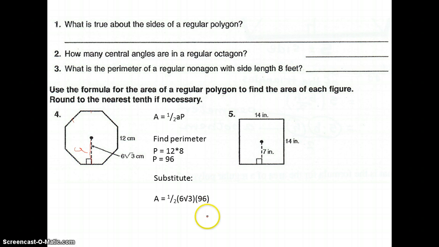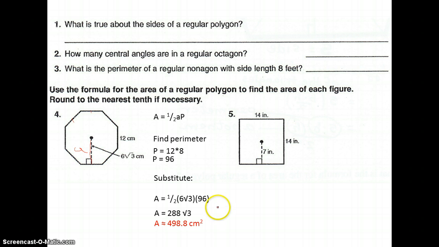Our next step, let's simplify. I end up with 288 times the square root of 3. And then for my final answer, let's round to the nearest tenth. I have area is equal to approximately 498.8 centimeters squared.